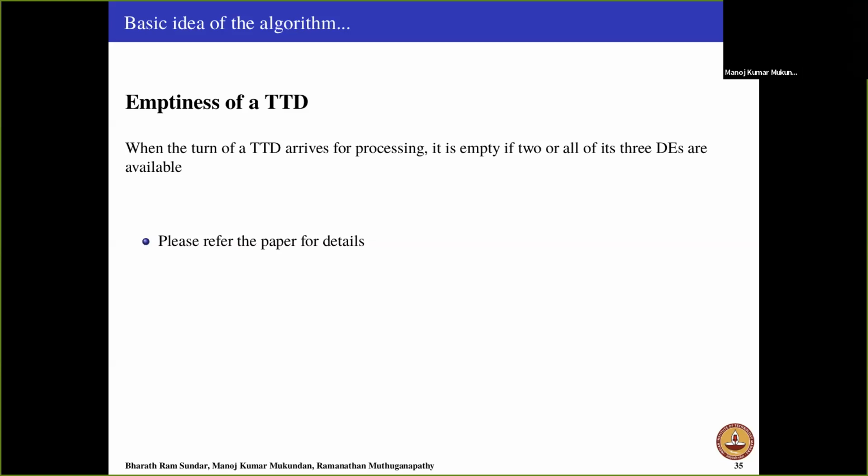Emptiness of a TTD is decided when its turn in the list L arrives for processing. When the turn of a TTD arrives, it is empty if 2 or all of its 3 DEs are available. So please refer to the paper for details.